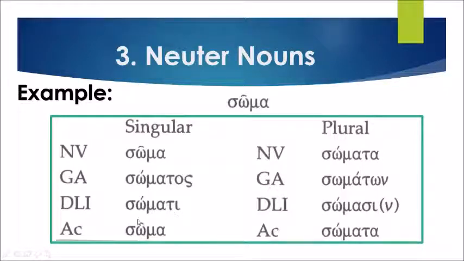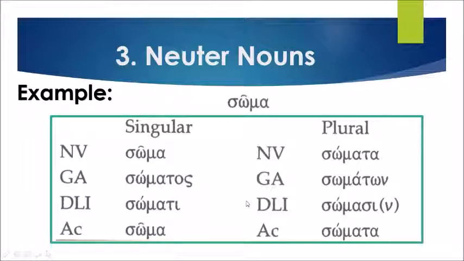Somati. And an accusative, it is still the same. So nominative and vocative and accusative are the same. In the singular as well in the plural, because in the plural, it is somata. The GA, it is somaton. The DLI is somasi. And the accusative is somata.